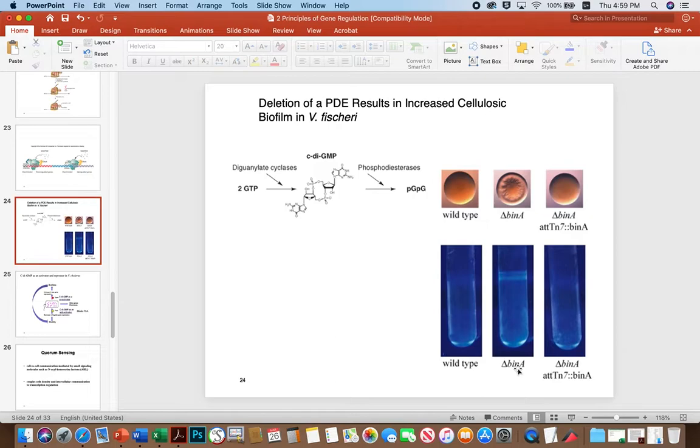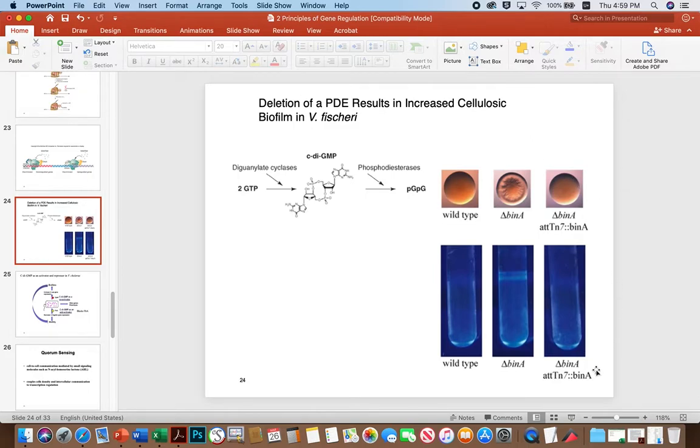But what my colleague Karen Visick did was she and her lab created a mutant in this particular gene called binA. So delta binA means that they deleted the binA gene. Basically what they did was they deleted a phosphodiesterase. And as a result, the loss of this phosphodiesterase led to a buildup of cyclic di-GMP. And so in this mutant, the phenotype is a really pronounced band of biofilm formation, and the colony is very wrinkled. So that wrinkling also suggests that the bacteria have upregulated biofilm formation.